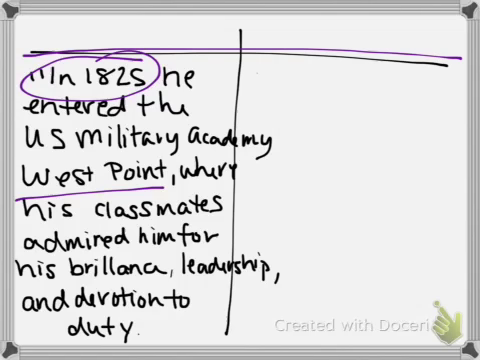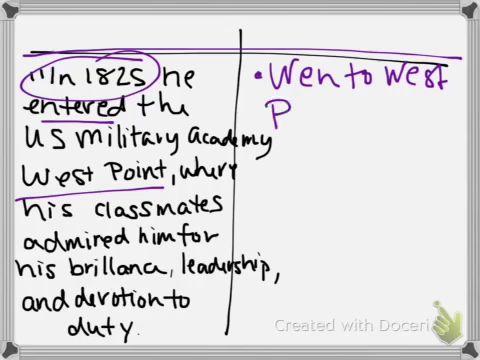So I could put went, because I don't want to use entered. I want to try to put some of this in my own words. So I have to put them in 4th grade words. So: went to West Point in 1825. Great. This next part I like. I want to use it for my paper because I'm a 4th grader and I think it sounds awesome.